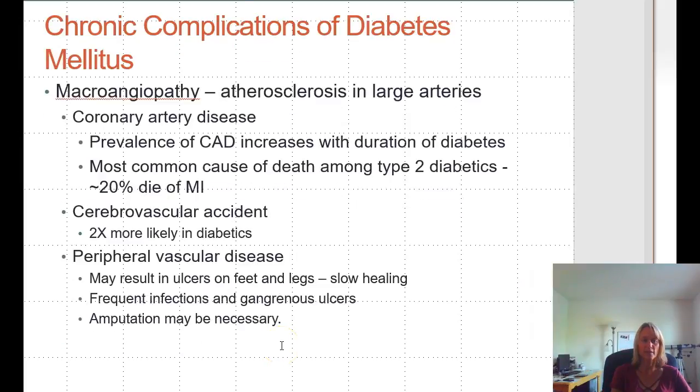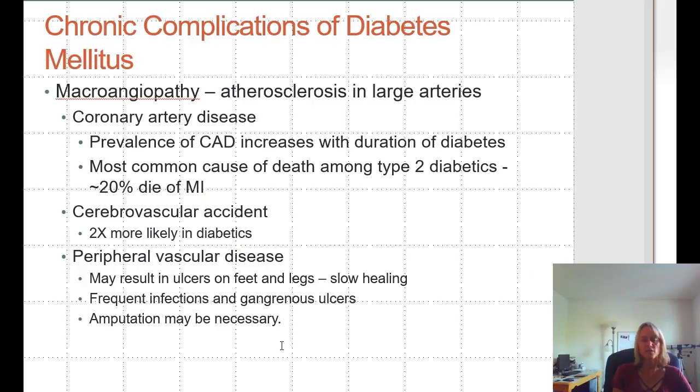Okay, other chronic complications. With damage to the larger arteries, we can get atherosclerosis. The high blood glucose levels make one more prone to atherosclerosis. It damages the blood vessels, and this may lead to coronary artery disease. We can see that the incidence of coronary artery disease increases the longer you have diabetes. It is the most common cause of death among type 2 diabetics, so about 20% die of a heart attack.